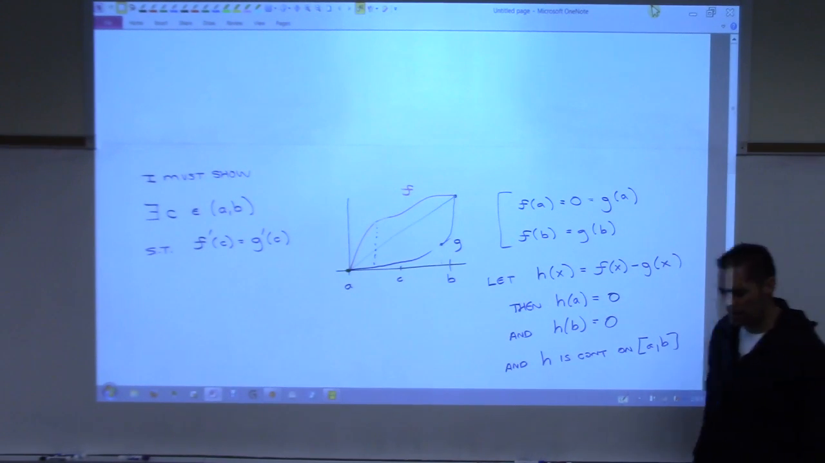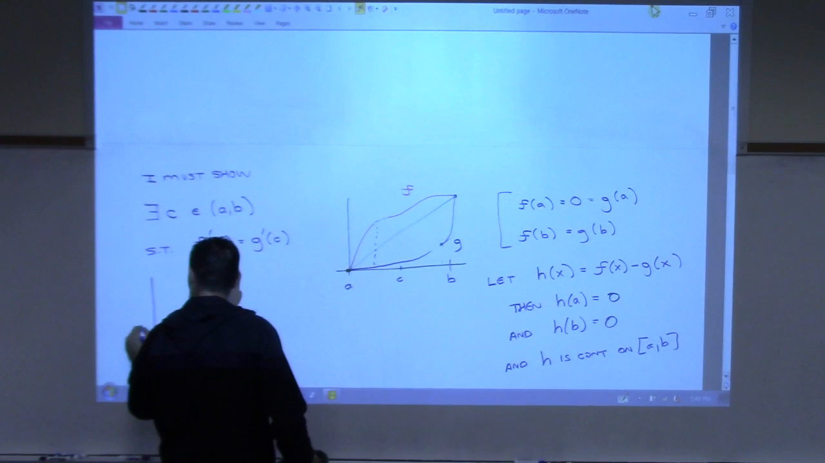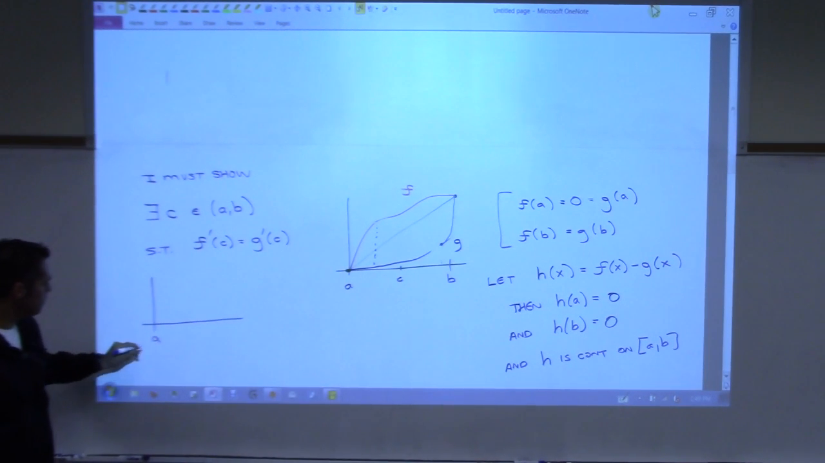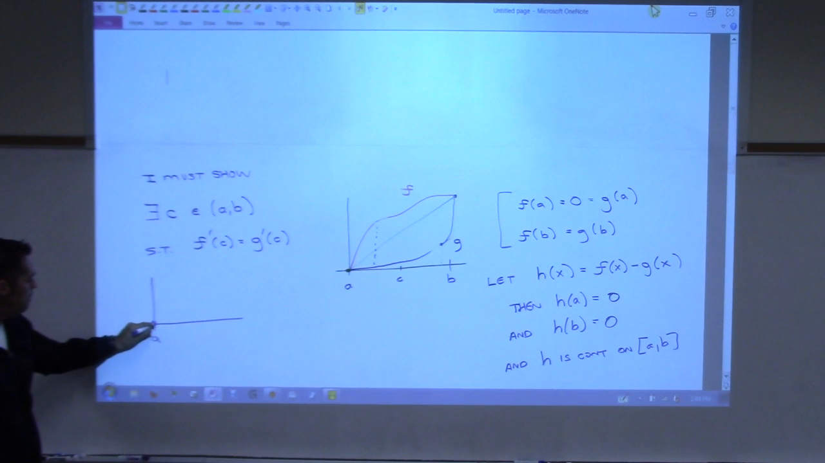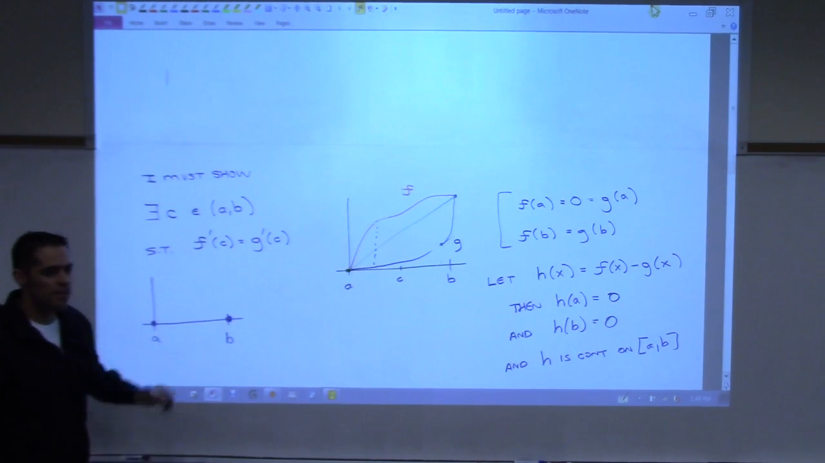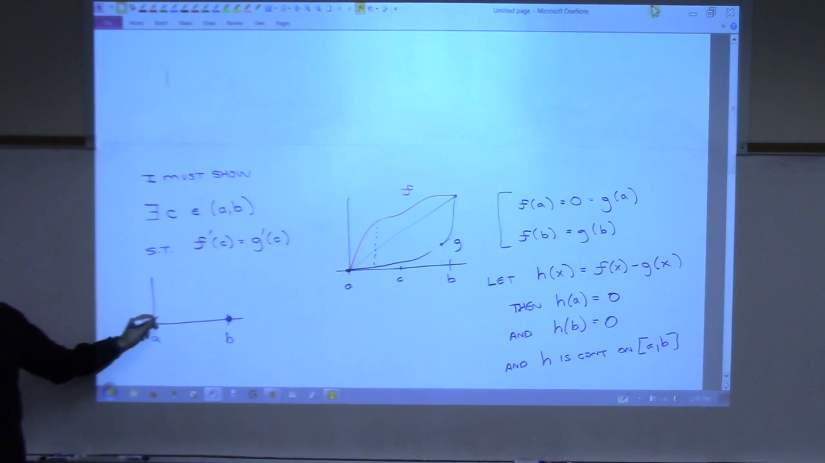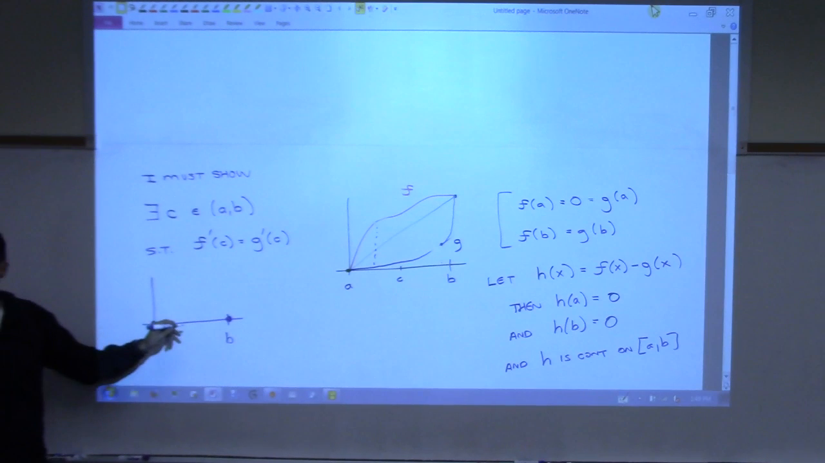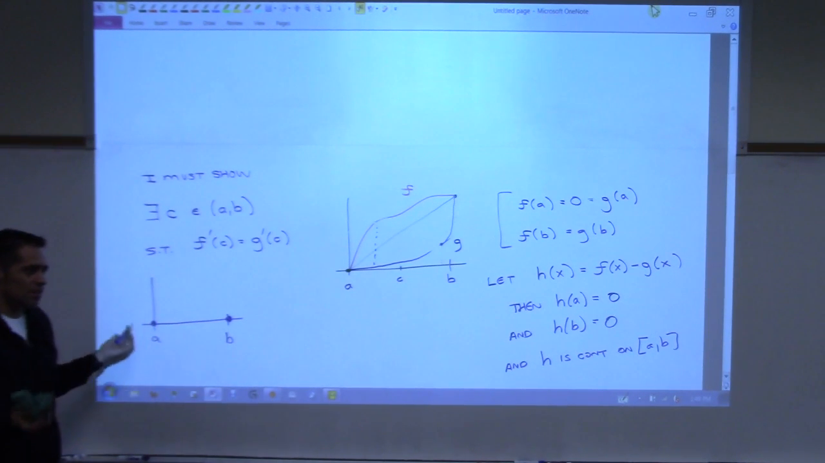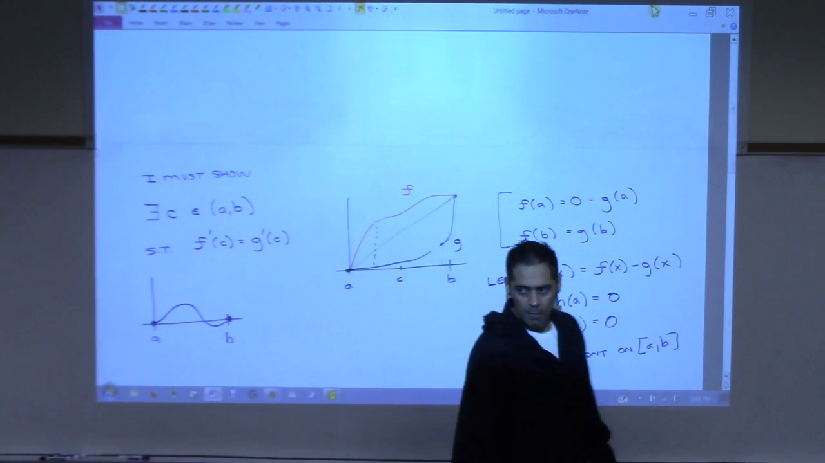And let's draw this function real quick. Let's draw it right here. What does h look like? What's h of a? 0. What's h of b? 0. And the fact that it's continuous means I must be able to connect these two together with a curve, right? So let me draw a curve connecting these. And it really doesn't matter how I draw it as long as it's continuous. Doesn't matter, right?